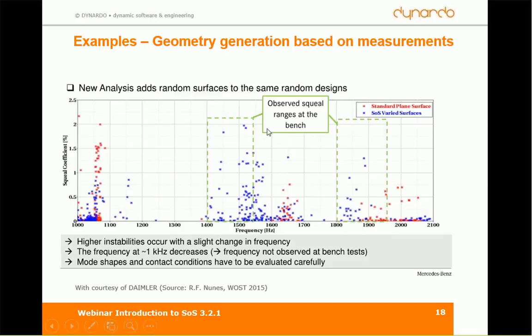The blue points indicate random designs generated by SoS and the red ones former approaches. Where former efforts failed to virtually reproduce observed frequencies, the empirical random fields approach succeeded.